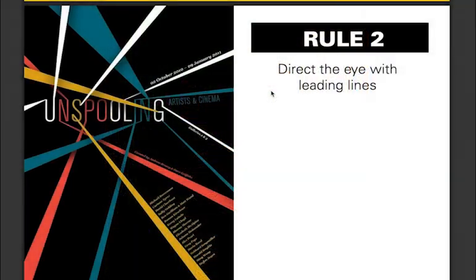The second rule, direct the eye with leading lines. And we talked about that just a minute ago when we were talking about diagonal lines, horizontal lines for the horizon versus slanted diagonal line for the horizon.